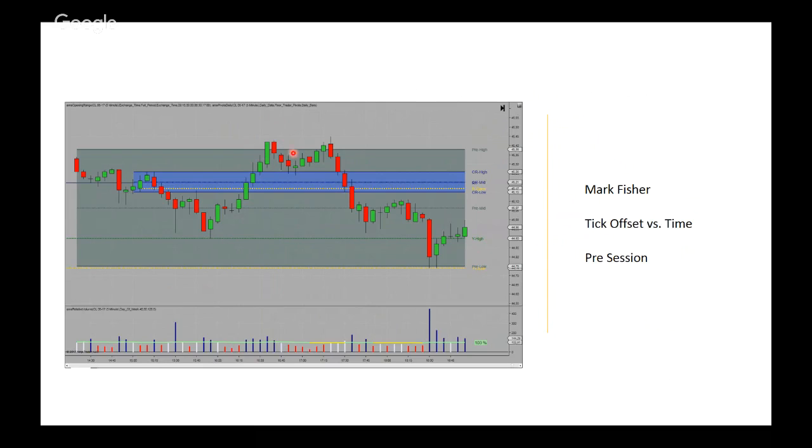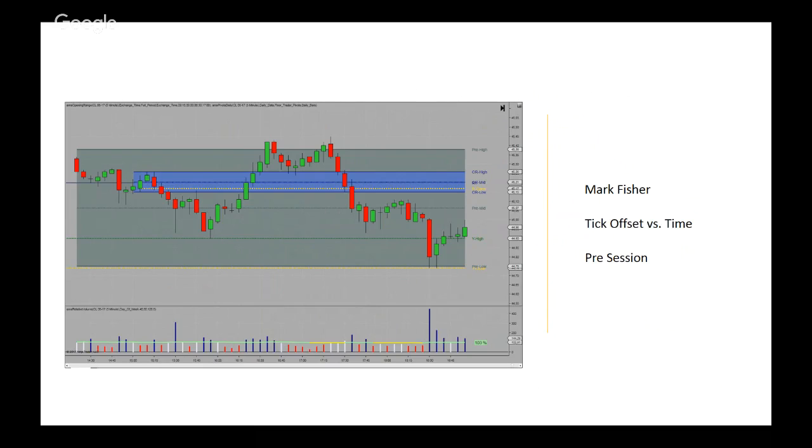We're finding resistance here at the pre-session high. Can't break through that. Second time turning down to the downside of the opening range. Again, finding support here at the mid-level, and then finally also here at the pre-session low.